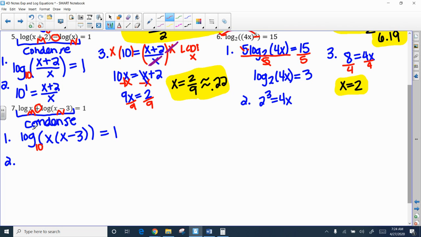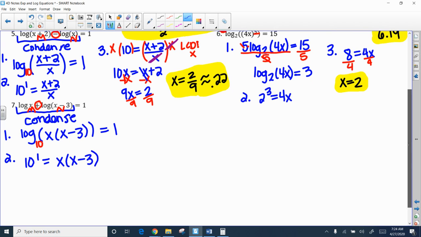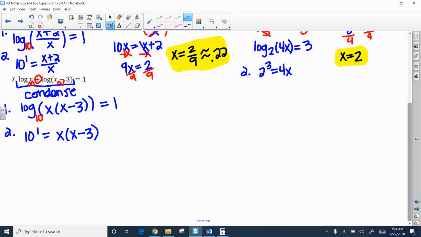Remember, the common logarithm, or the logarithm with no base written, is a base 10 logarithm. So when I change this to exponential form, it's going to be 10 to the first power equals x times x minus 3. And now I want to solve that.